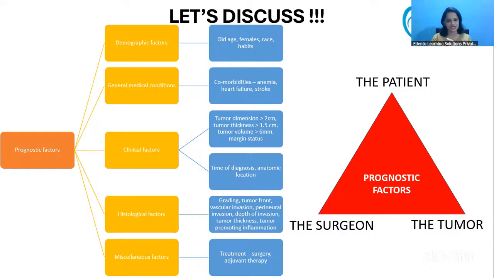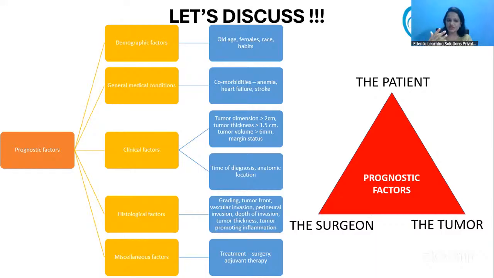The next is the surgeon. The skill and the experience of the surgeon does matter. And the last one is the tumor characteristics. The clinical and the histological characteristics of the tumor do matter. So these are the three main factors that influence the prognosis of the cancer. Now let's have a look at the factors in more detail.